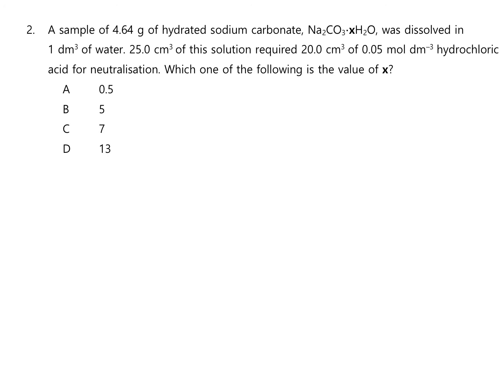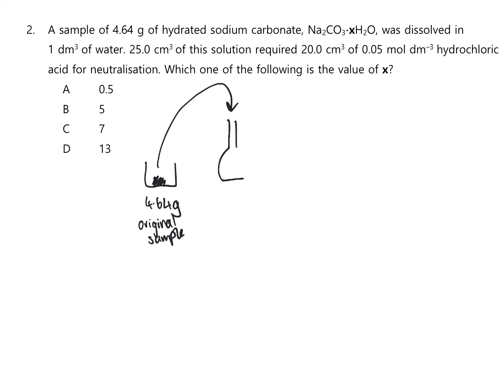So essentially what you're starting with is a 4.64 gram sample of your hydrated sodium carbonate. And so that is your original sample. That is all transferred into a volumetric flask that is 1 decimetre cubed in volume. Not often we get a volume of 1 decimetre cubed. It's normally 250 or sometimes 500, but that's made up to 1 decimetre cubed.